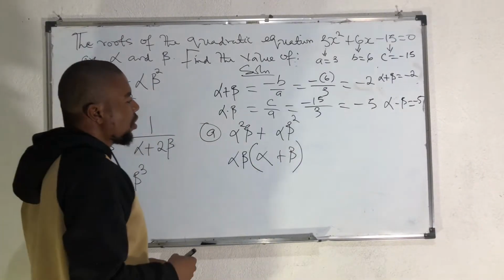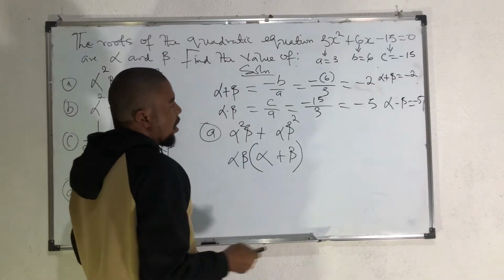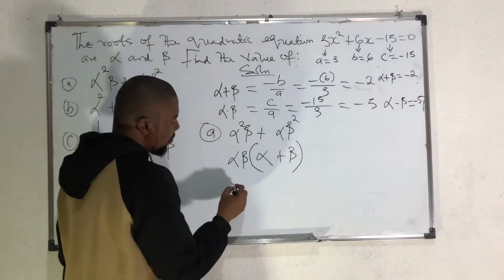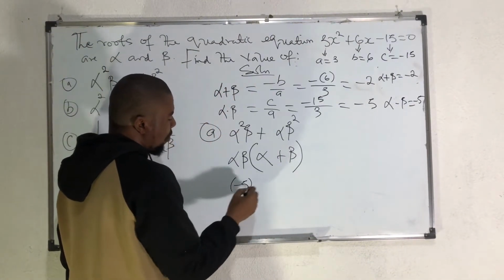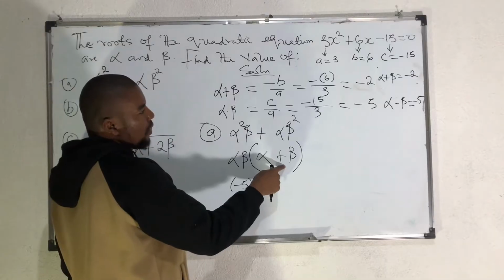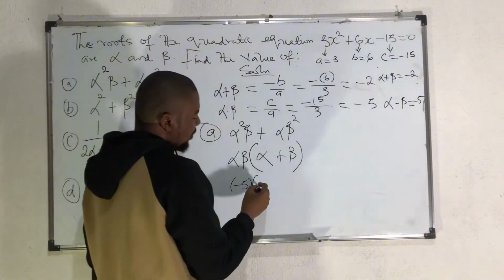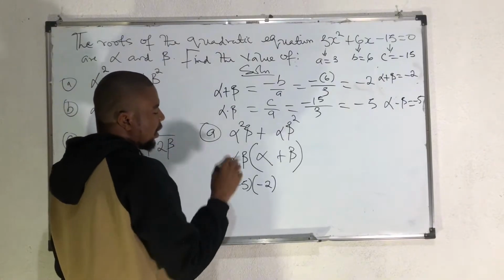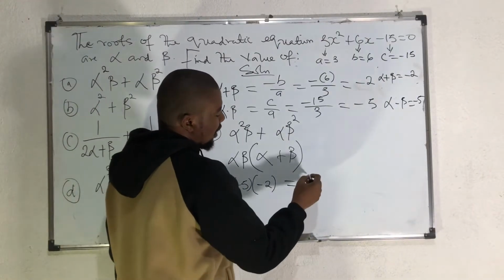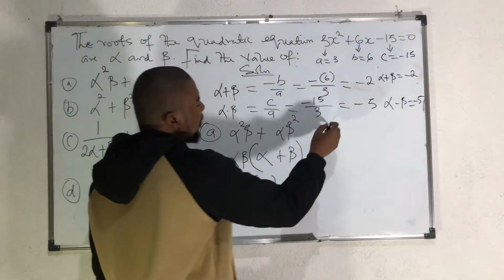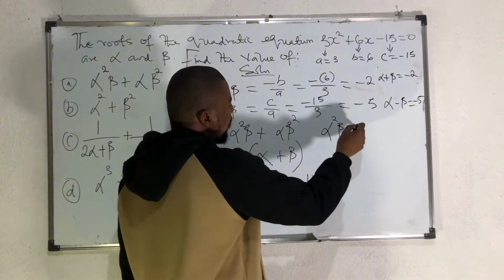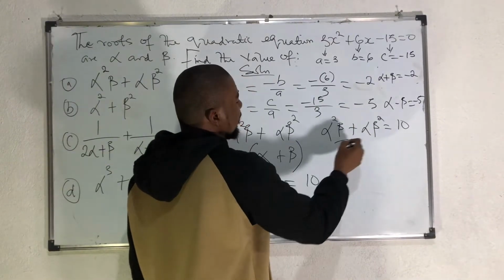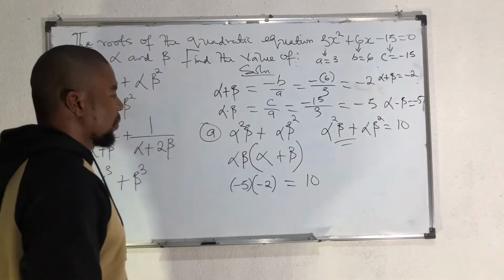It's now very easy to plug in our values and solve. Let's now do that. What is our alpha times beta? We have it here as negative 5. This now becomes negative 5 multiplied by, what is our alpha plus beta? It's a negative 2. We say negative 2. Okay? Now let's multiply negative 5 times negative 2 will give us a plus 10. Therefore, the value of alpha squared beta plus alpha beta squared is equal to 10. This is our solution for the first one.